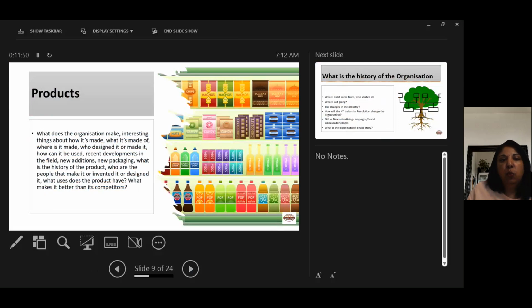When we look at products, what does the organization make? Interesting things about how it's made, what it's made of, where it's made, who designed or who made it, how can it be used, recent developments in the field, new additions, new packaging, what is the history of the product? Who are the people that make it or invented it or designed it? What does the product have? What makes it better than its competition? Exactly like the image that's showing there.